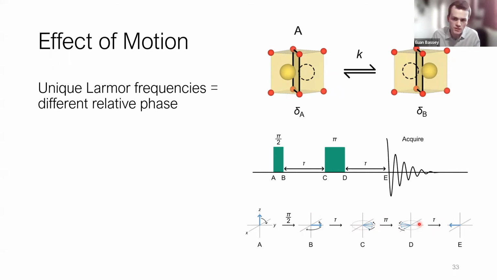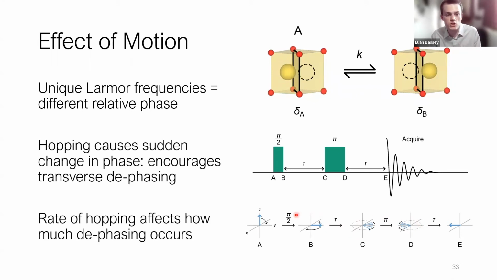If you have hopping present, this can cause a sudden change in the phase, because it will start off pointing somewhere over here, and then suddenly it will have to point somewhere over here instead. So there's a sudden change in the phase of that nuclear spin. This essentially results in encouraging transverse dephasing. The rate of hopping affects how much of that dephasing occurs, and therefore it affects your T2. It affects the width of your spectrum and the intensity of the spectrum as well.